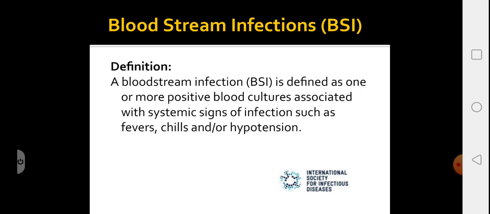What do you mean by one or more positive blood cultures? If in the first blood culture the pathogen is isolated, that's sufficient. But if a commensal organism is isolated, you need to repeat the blood culture, and if the same commensal is isolated in the second blood culture, then it is considered as a pathogen.